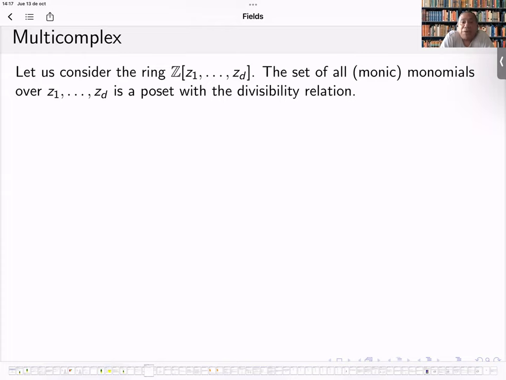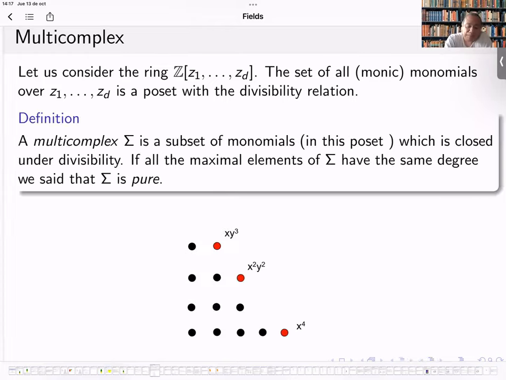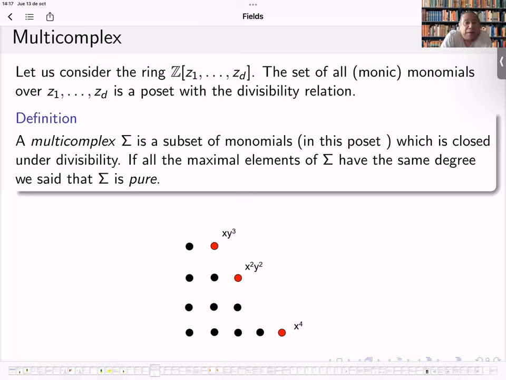So the relation will be the divisibility relation between polynomials. With that, I can define a multicomplex, which is a sort of generalization of a simplicial complex. It is just a subset of these monomials in this poset which is closed under divisibility. If all the maximal elements of this multicomplex have the same degree, then you also say that this multicomplex is pure. So you can think of multicomplexes as a multiset generalization of simplicial complexes.